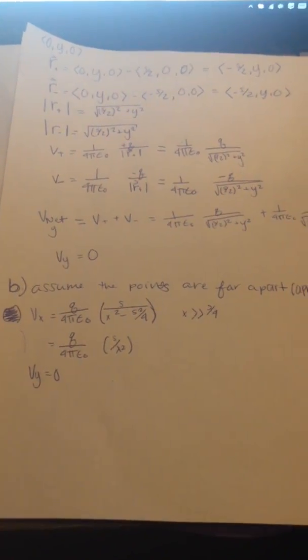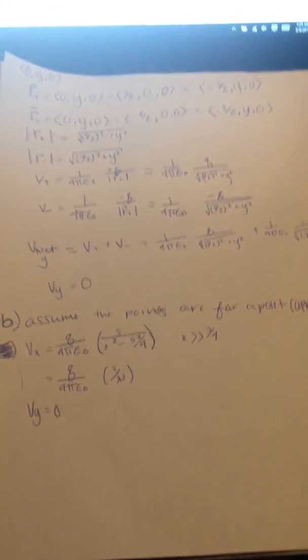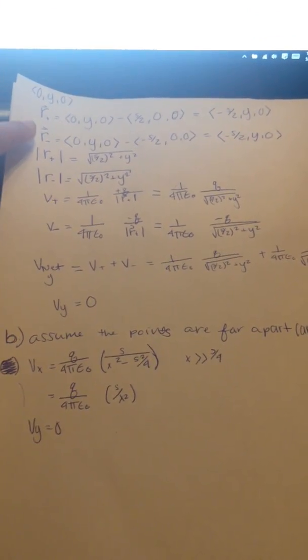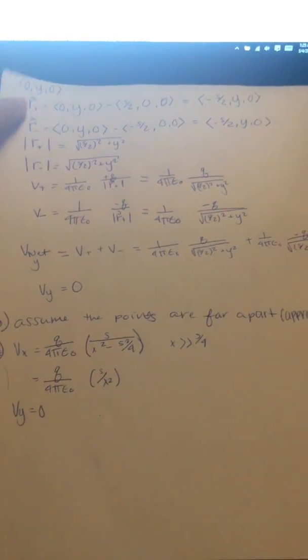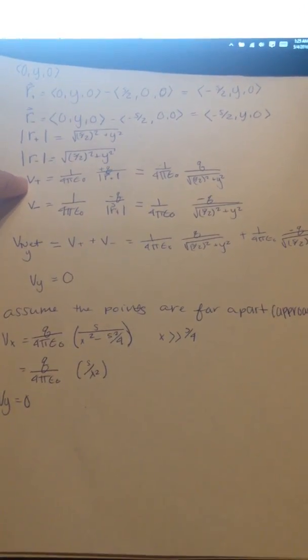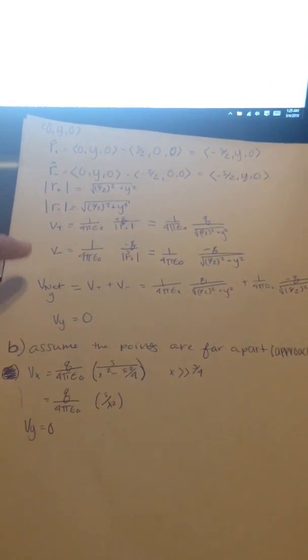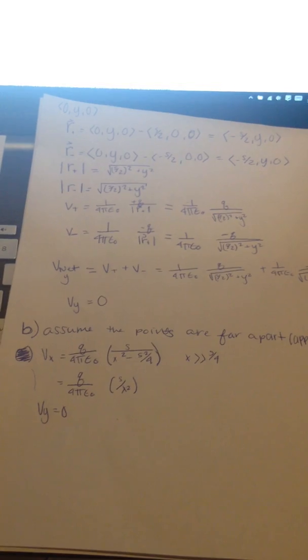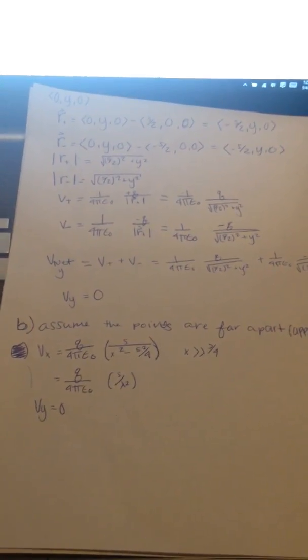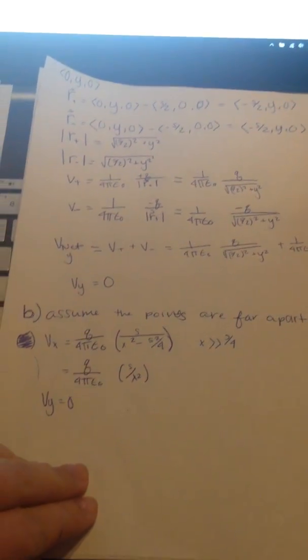Next, we do the same thing, but for the Y component. You got your R over here, R positive and R negative, and you want to find the magnitude of both of those. Then you find the potential difference positive and potential difference negative, same thing as before. Then you find the net potential at Y, which is going to be 0, because they all cancel.